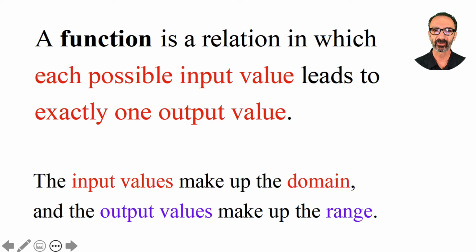Today I'm going to go over functions, domain, and range. A function is a relation in which each possible input value leads to exactly one output value. That's two conditions. Each is one condition and exactly one is the second condition. The input values make up the domain and the output values make up the range. Let's take a look at some graphs, some examples, and clear things up.